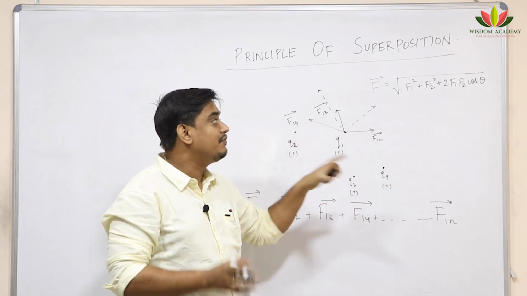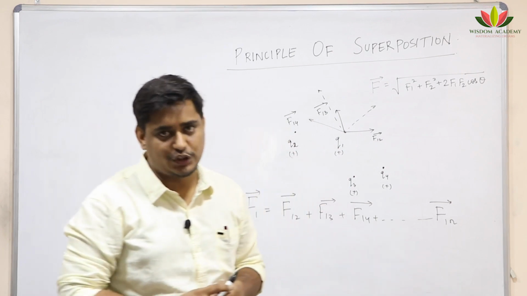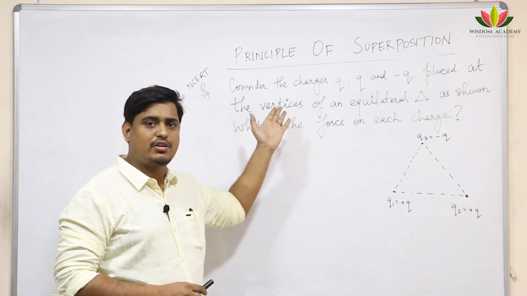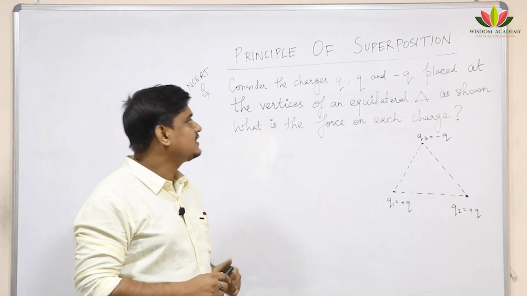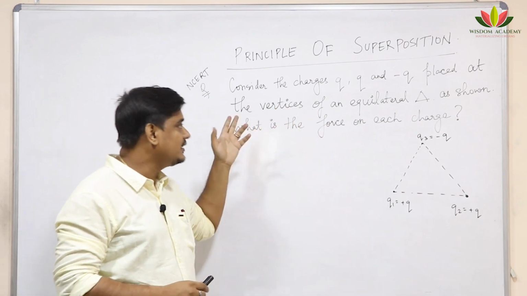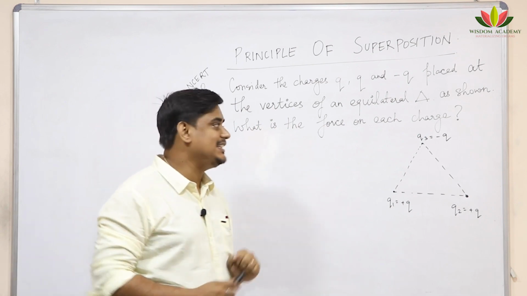Rather, I will find the vector sum of all these things. This is how the principle of superposition is used. Let us see an example now. This example has been taken from NCERT for your reference. Consider the charges Q, Q and minus Q placed at the vertices of an equilateral triangle as shown. What is the force on each charge?